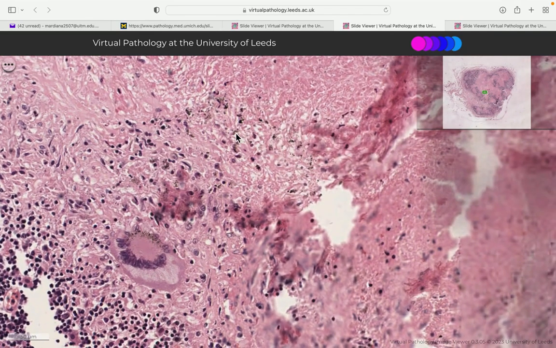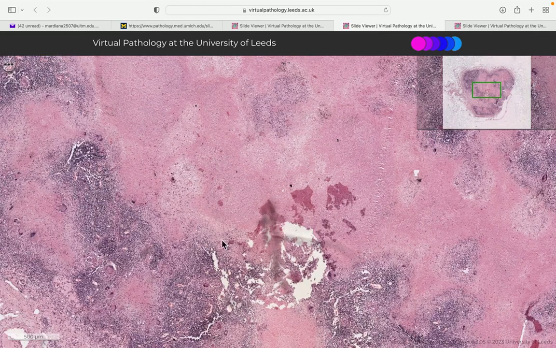So here you have necrosis. This region is the area around the necrosis, so that's where you find the histiocytes. And here you can find a giant cell. Okay, so there are a few more of those in and around the region.